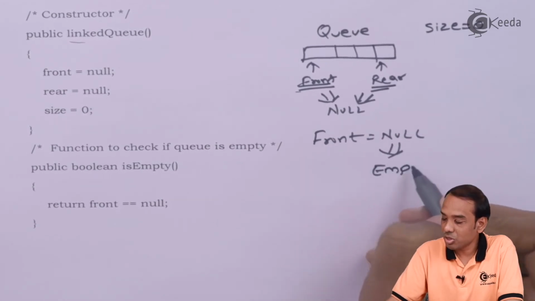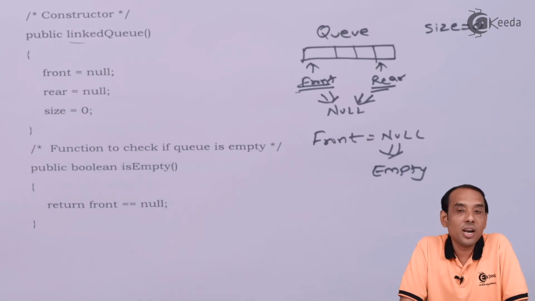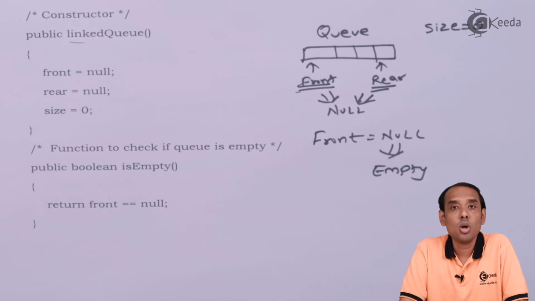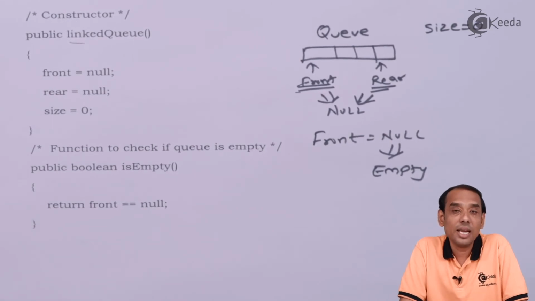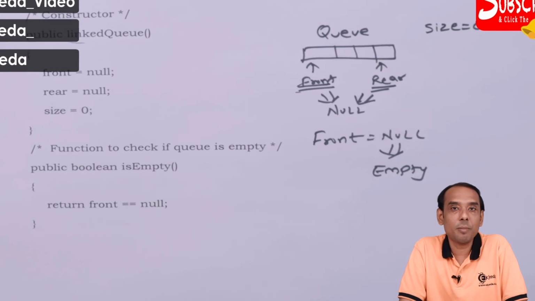Like this we can state whether the queue has some elements or not. If front is having some value, it means there are some elements in the queue. Whenever front equal to null, it means there are no elements in the queue. In other words, the queue is empty. I hope this clears your concepts regarding the queue. Two important parts, front and rear. Front equal to null means the queue is empty. Front having some value means there are some elements present in the queue.